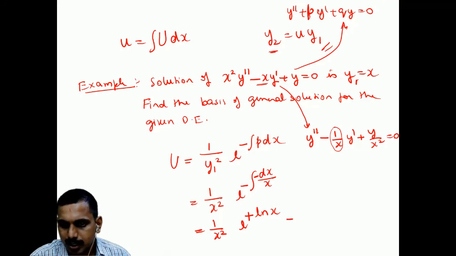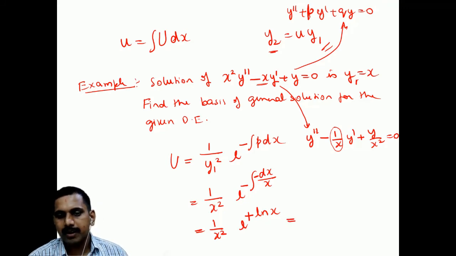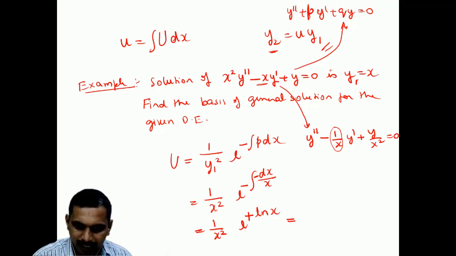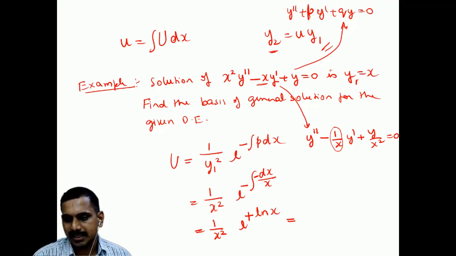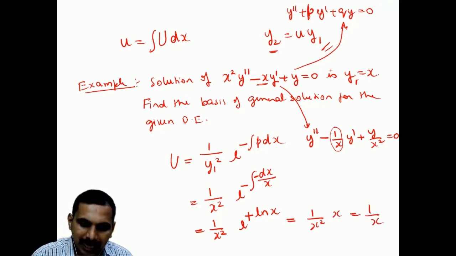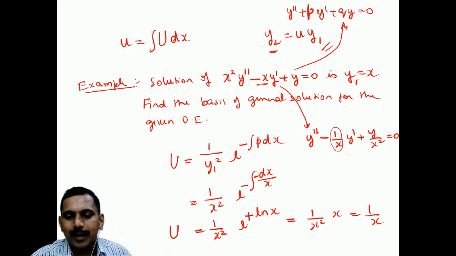So now this comes out to be, what is e power log x? It is x only, is it not? What is e power log x? It's x, so it is 1 by x square into x. So what is the answer? 1 by x. So capital U is equal to 1 by x.